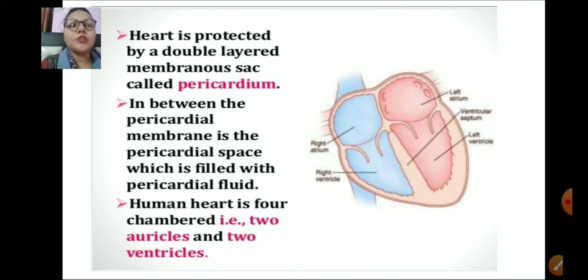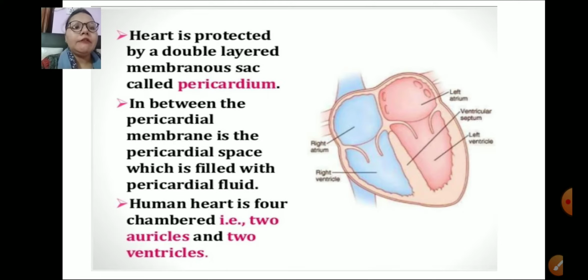Now heart is protected by a protective membrane, that is pericardium. A fluid is filled in between these pericardial membranes, and that fluid is named as pericardial fluid. The pericardial fluid is filled in the pericardial space. What is the function of this fluid? This fluid helps in protection of our heart from mechanical shocks or any injuries.